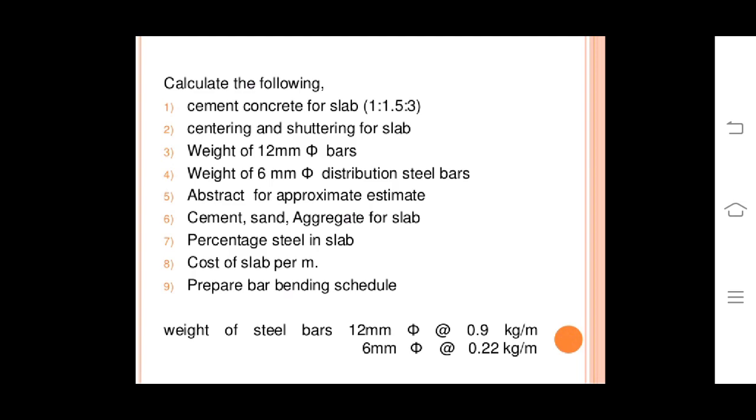Cement concrete for slab having proportion 1:1.5:3. Centering and shuttering for slab. Weight of 12 mm bars. Weight of 6 mm distribution steel bars. Abstract for approximate estimate. Cement, sand, aggregate for slab. Percentage of steel in slab. Cost of slab per meter. And prepare the bar bending schedule for total reinforcement.